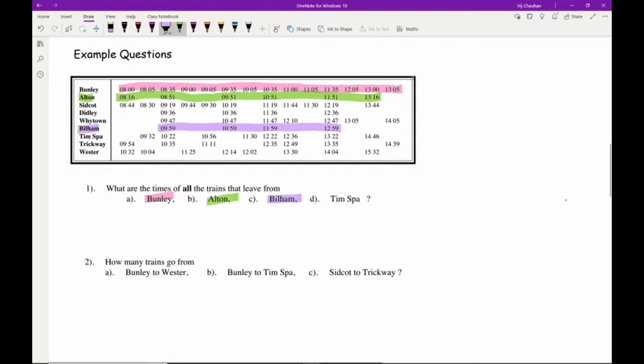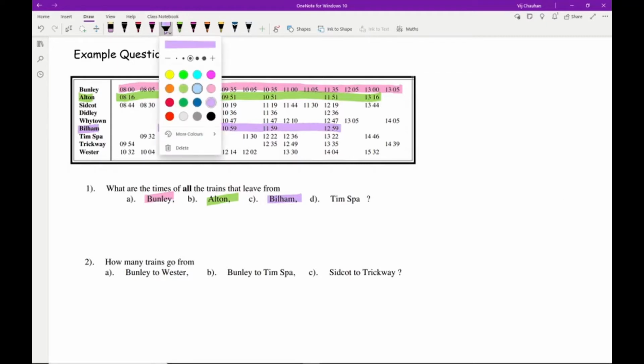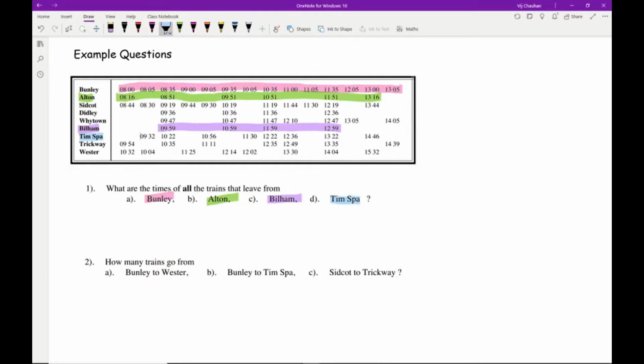And for Tim Spa, we'll just go for blue. So Tim Spa, which is here, let's just highlight it there, and what I'll do for that is write down all of these times that I'm highlighting in blue. So there are 1, 2, 3, 4, 5, 6, 7, 8 trains that leave at Tim Spa.